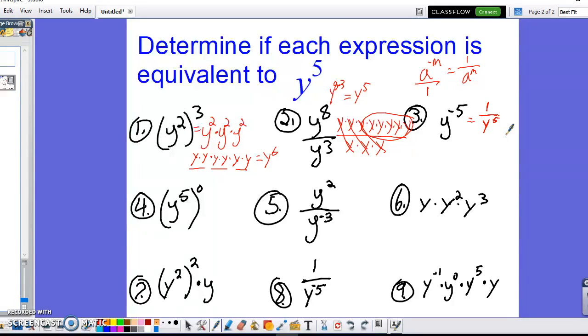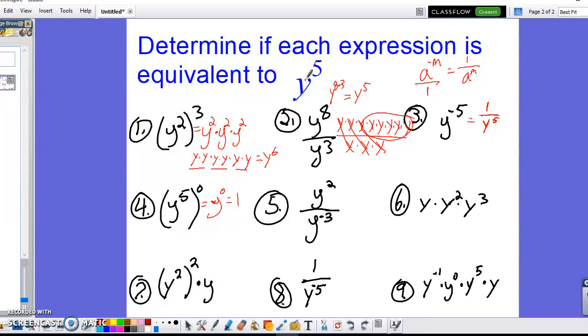Number 4, y to the 5th to the 0 power. We could look back up to number 1 and say we're going to multiply, so it'd be y to the 0 power, which equals 1. Anything to the 0 power is 1. You could also say, well, I'm not even going to multiply. I know that a 0 exponent always means everything it's attached to is 1, so no, not equivalent to y to the 5th.